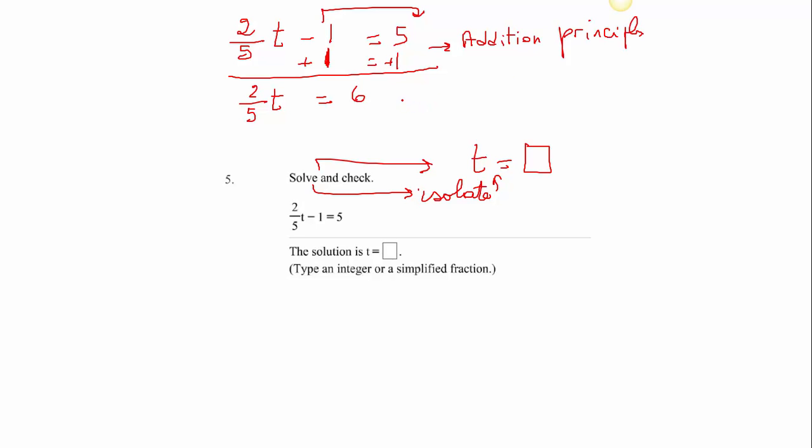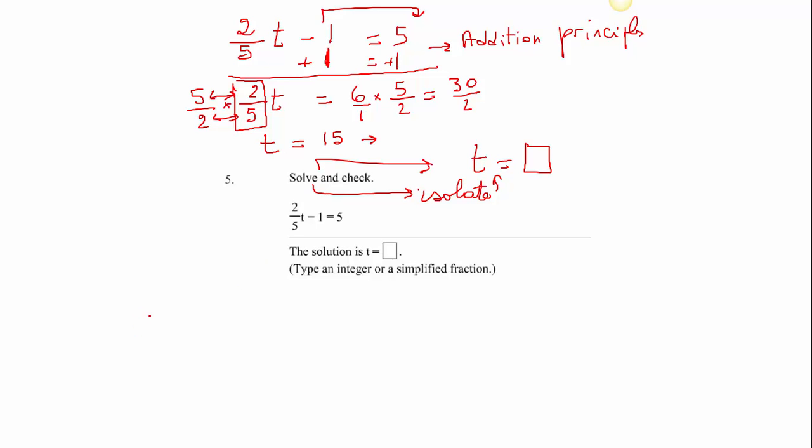Now we're going to apply the multiplication principle to get rid of this 2/5. I just want t by itself. The best way is to multiply both sides by the reciprocal of 2/5, which is 5/2. Why? Because if you multiply a number by its reciprocal, that gives you 1, because 10 over 10 is 1. So now we have t by itself. Same here, 6 times 5, 30 over 2, 15. 15 is the final answer, right? Because 30 over 2 is 15.